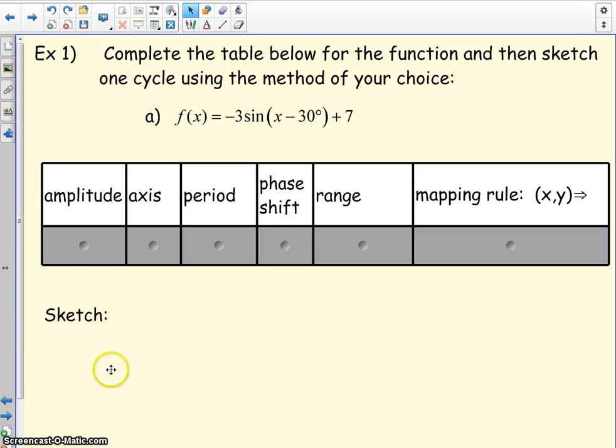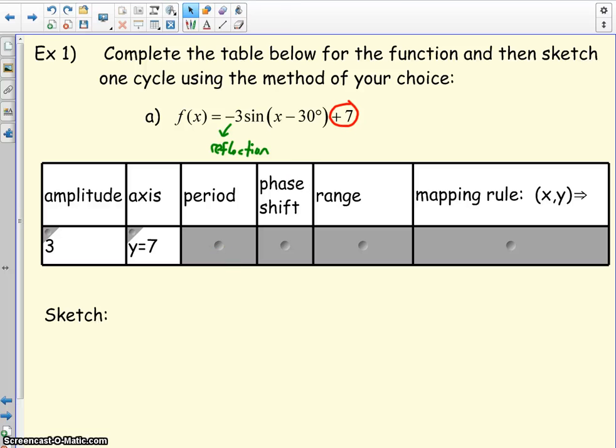Alright, so let's take a look here. You should get an amplitude of 3. Remember, that comes from our vertical stretch here. Now, I know there's a negative here. Remember, the amplitude is a distance and cannot be negative. The negative tells us that we have a reflection, which is going to come into play later when we make our graph. Let's just hang on to that for now. But our amplitude is going to be 3. Our axis comes from the vertical shift, so that's going to have the equation y equals 7. Do not forget the y equals, or else you will lose a mark because it's not an equation of a line anymore.